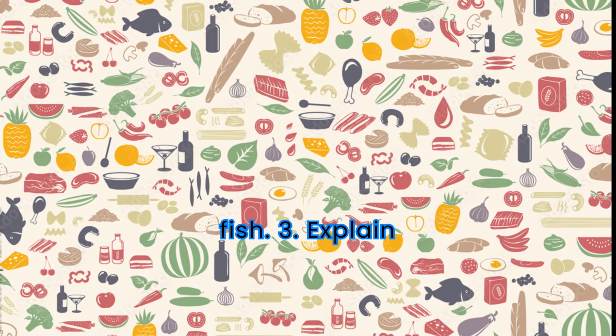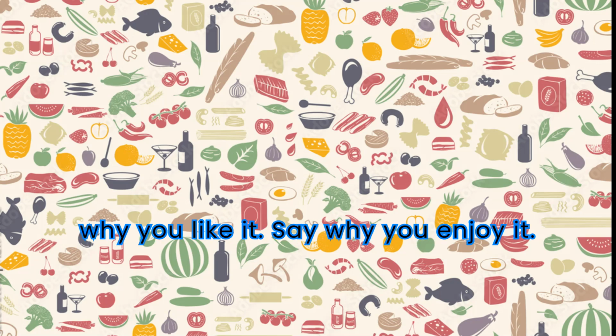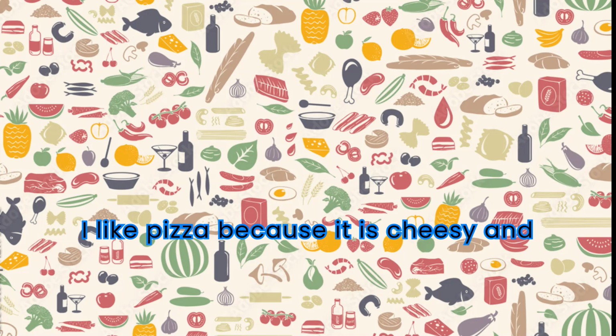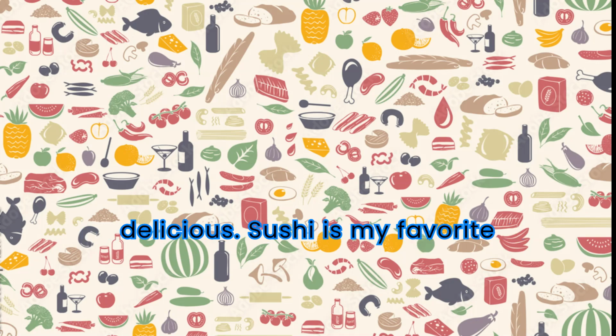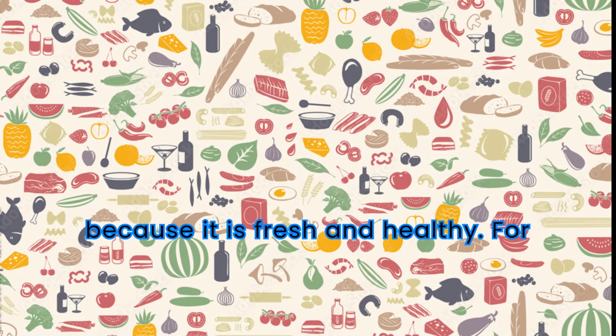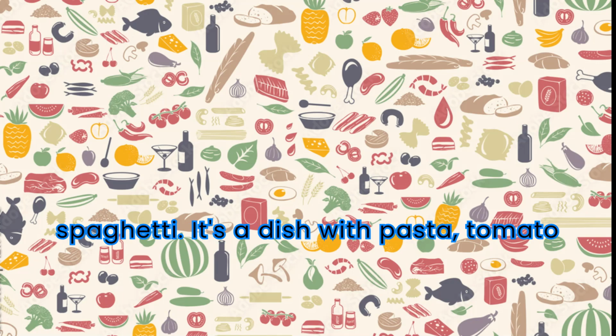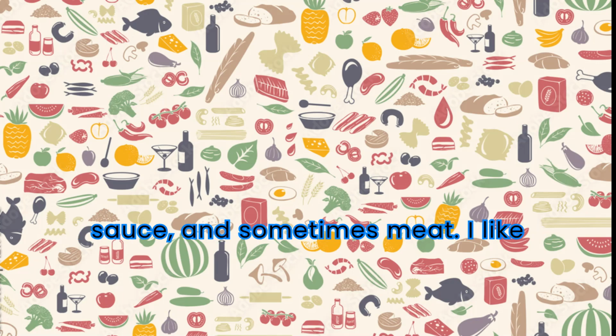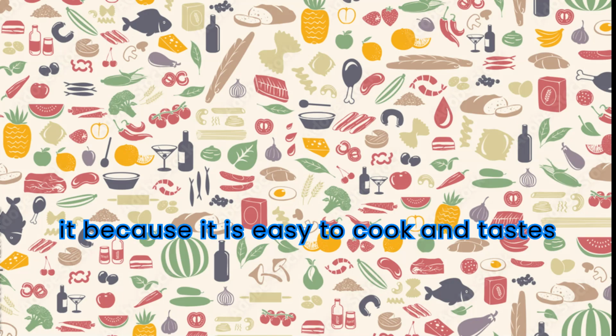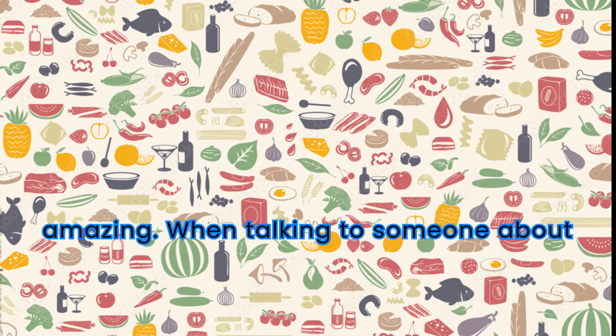3. Explain why you like it. Say why you enjoy it. I like pizza because it is cheesy and delicious. Sushi is my favorite because it is fresh and healthy. For example, my favorite food is spaghetti. It's a dish with pasta, tomato sauce, and sometimes meat. I like it because it is easy to cook and tastes amazing.